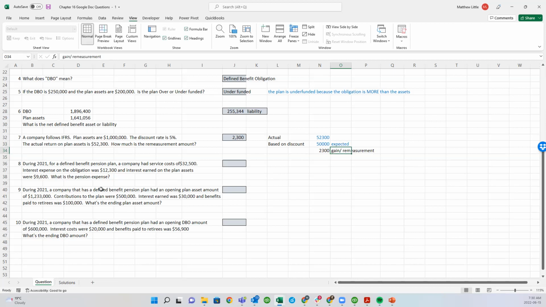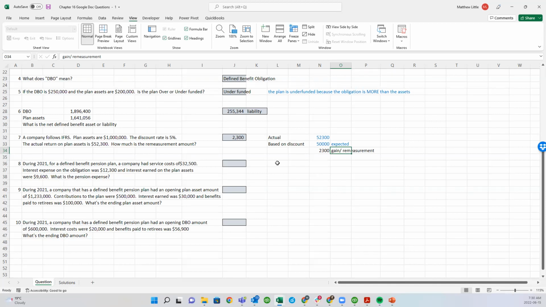Number 8, it says during 2021 for a defined benefit pension plan, a company had service costs of $32,500. Interest expense on the obligation was $12,300, and interest earned on the plan assets was $9,600. What is the pension expense?